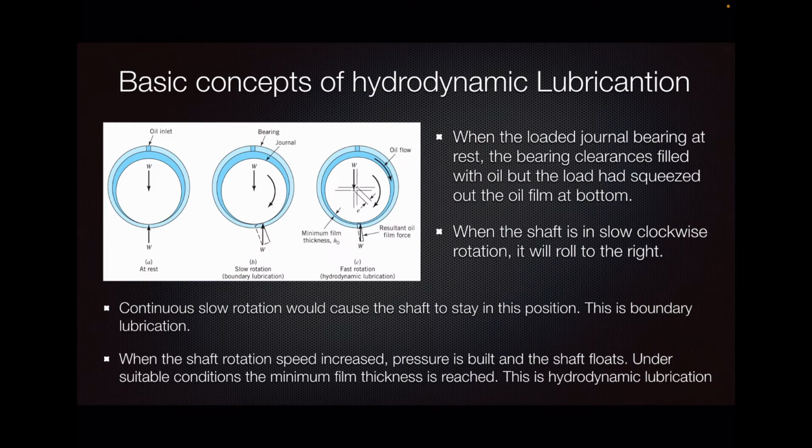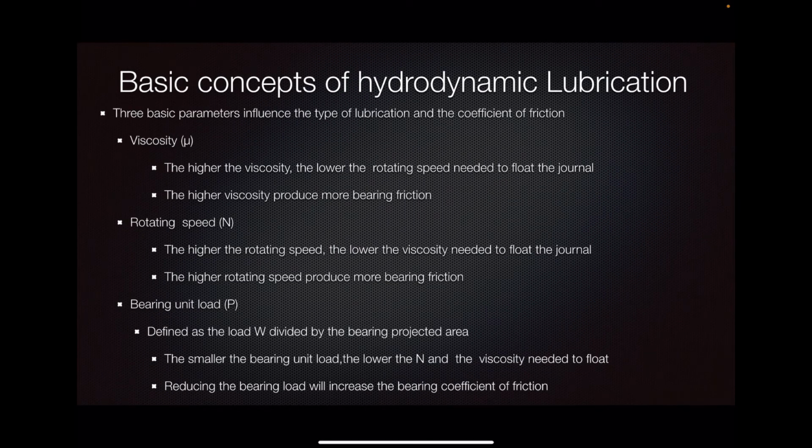From figure C, when the shaft rotating speed is increased, pressure is built, and the shaft floats. Under suitable condition, the minimum film thickness is reached. This is hydrodynamic lubrication. There are three basic parameters that influence the type of lubrication and the coefficient of friction. The first one is viscosity. The higher the viscosity, the lower the rotating speed needed to float the journal. The higher viscosity produces more bearing friction.